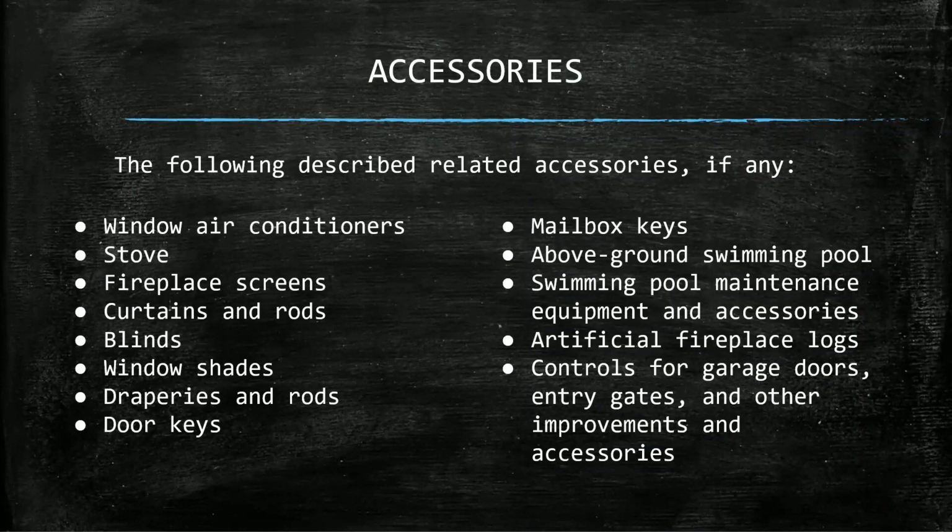And all of these other items, curtain rods, blinds, window shades, draperies, a lot of stuff having to do with windows. Sounds like someone had a problem at one point. Door keys, mailbox keys, the above-ground swimming pool out in the back, it conveys with the house. If you have a swimming pool of any kind, then the swimming pool maintenance equipment and accessories convey along with the property. And then we talk about controls for garage doors, entry gates, and other improvements and accessories.